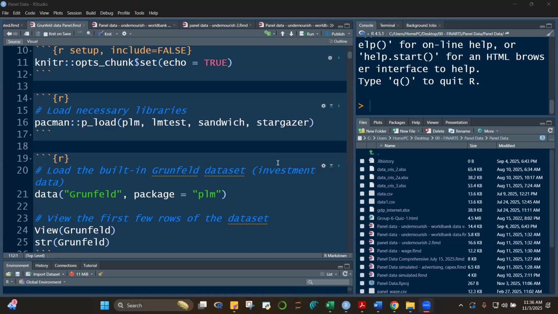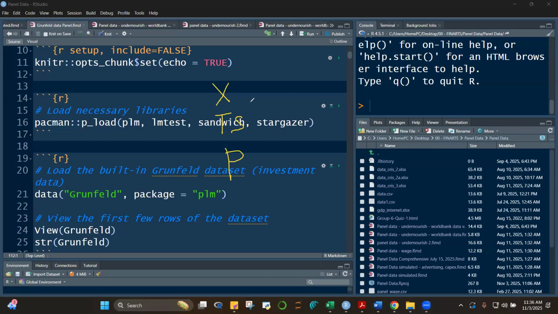Good morning, everyone. Today we're going to start our discussion of panel data regression. So far we have discussed multiple linear regression. So let's have a quick review, class: cross-sectional data, time series data, and panel data.